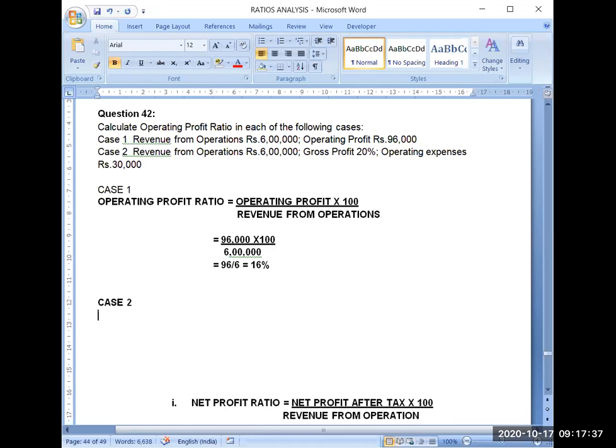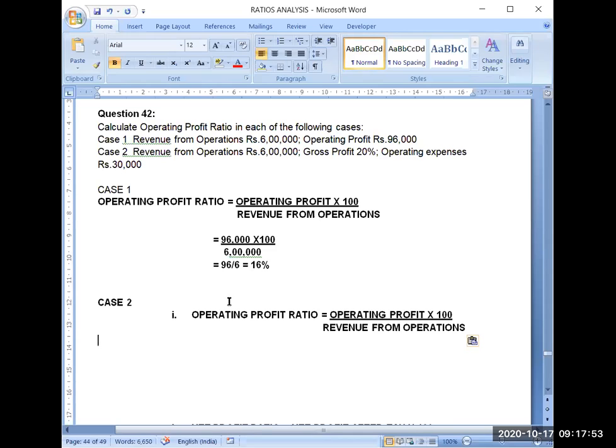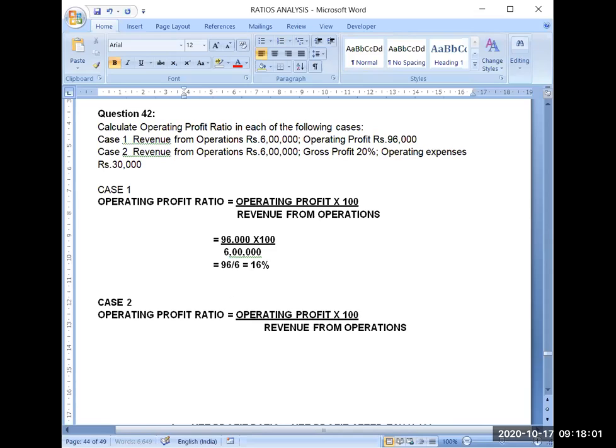Now I need to calculate operating profit ratio. So first I need to calculate operating profit. But here gross profit is given. So I have to calculate the operating profit on my own. First I will write the main formula. Operating profit ratio is equal to operating profit upon revenue from operation into 100.